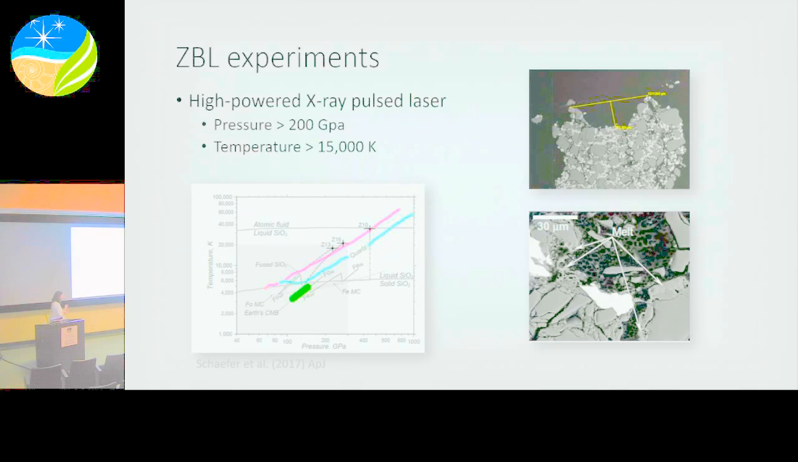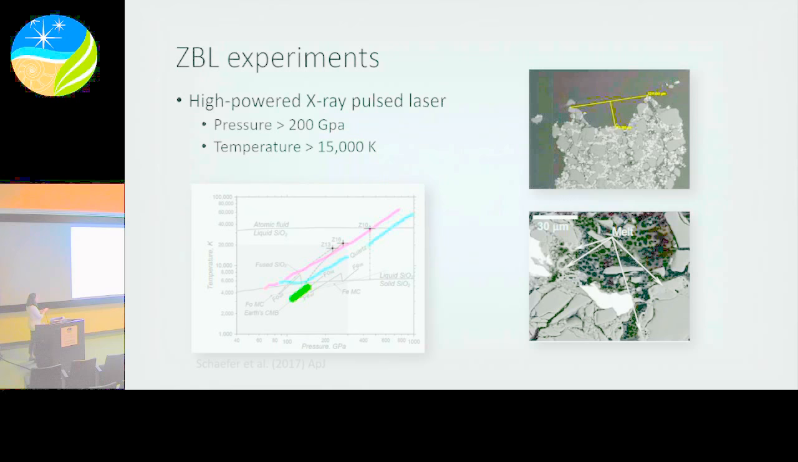So Stein's group had done this series of experiments at Sandia National Lab with the ZBL. This is the zero beamlet laser, which is a high-powered X-ray pulse laser. What they did was they took these samples that are mixtures of dunite and ultra-pure iron metal, so that it is vapor-deposited metal. So it doesn't contain any light elements to start off with. And then they shocked it, and you can see the crater here in one of the samples.